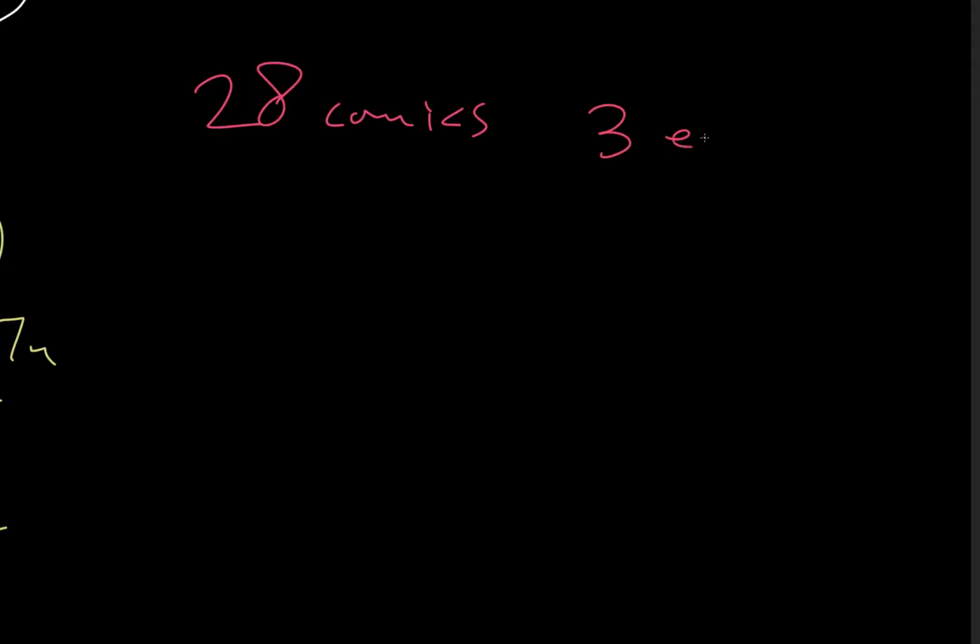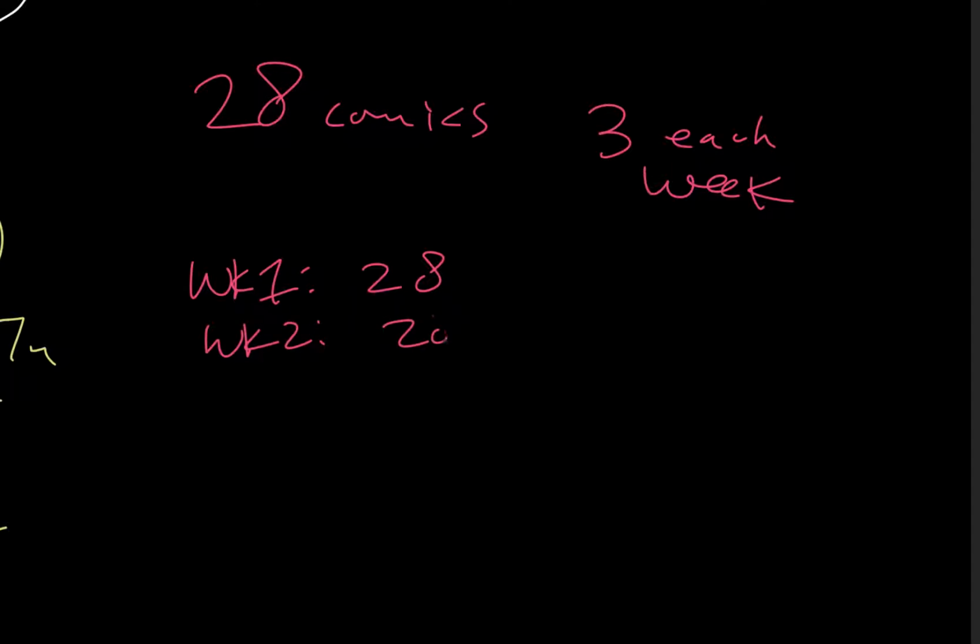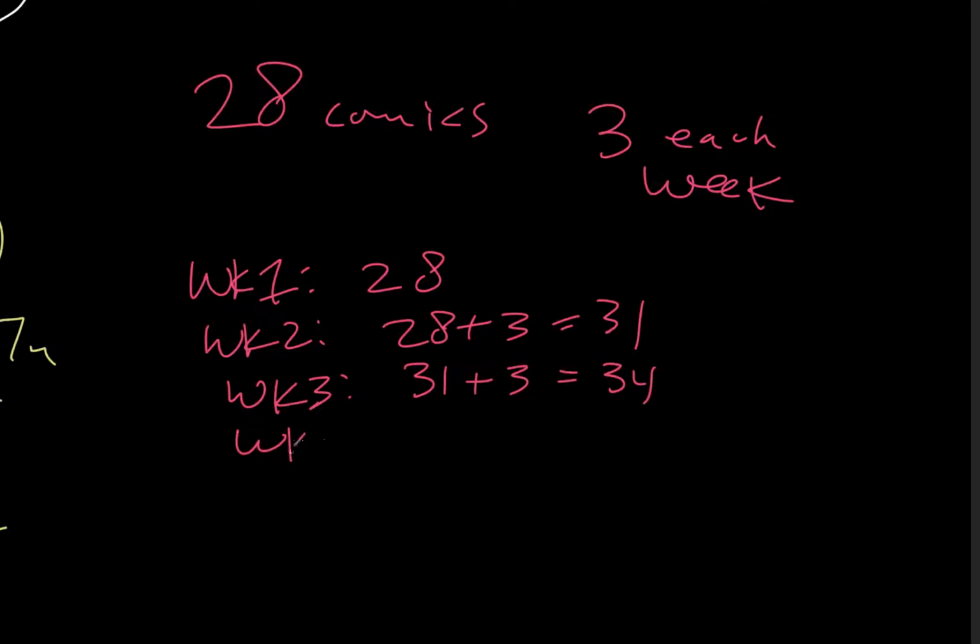So 3 each week. Find the total number of comic strips sent after 1, 2, 3, and 4 weeks. Okay, so week 1, he sent 28. Week 2, he sent 28 plus 3. Week 3, this was 31, so now it's 31 plus 3, which is 34. And then week 4 is 34 plus 3, which is 37. So that answers part A. We just need to add 3 each time.